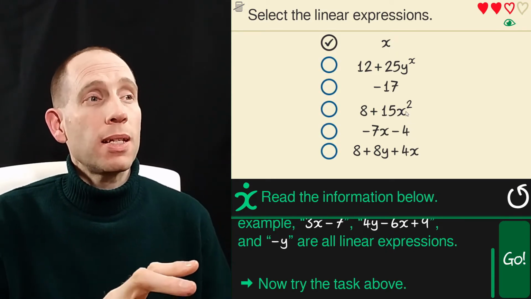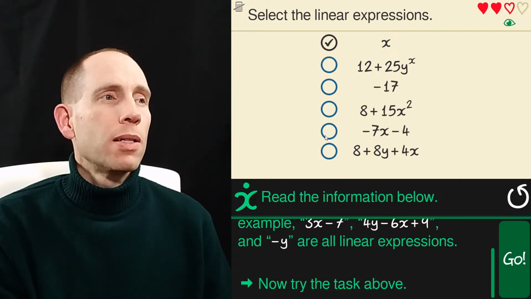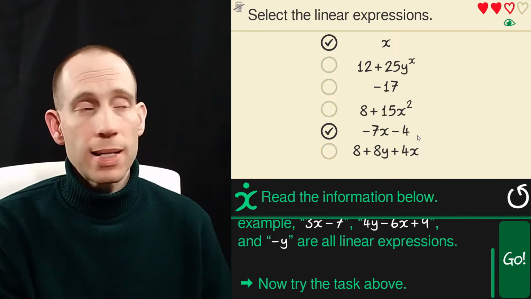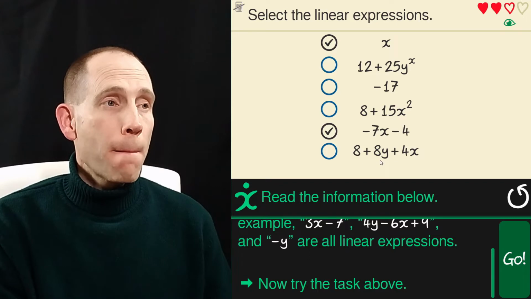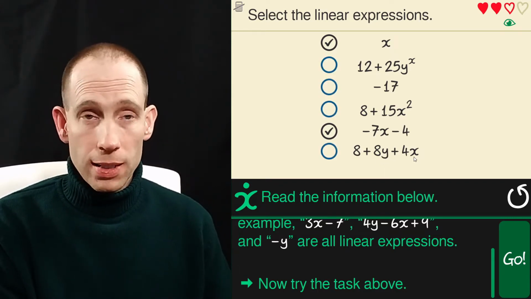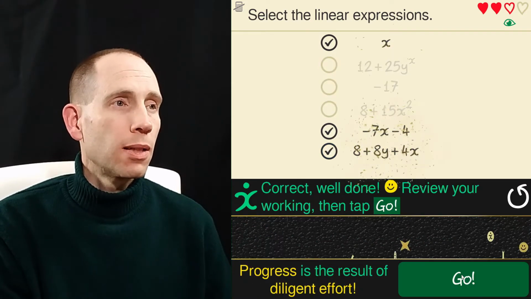I'm looking for just the expressions where there are linear terms and maybe constant terms as well. So this minus 7x is a linear term, minus 4 is a constant term, so that's a linear expression. And this last one, that's got a y term, which is linear, it's got an x term, which is linear, and it's got a constant term, so I think that's a linear expression. There we go, it's okay with that.